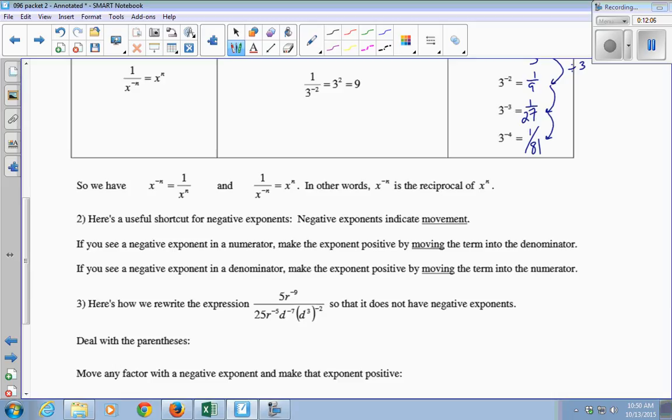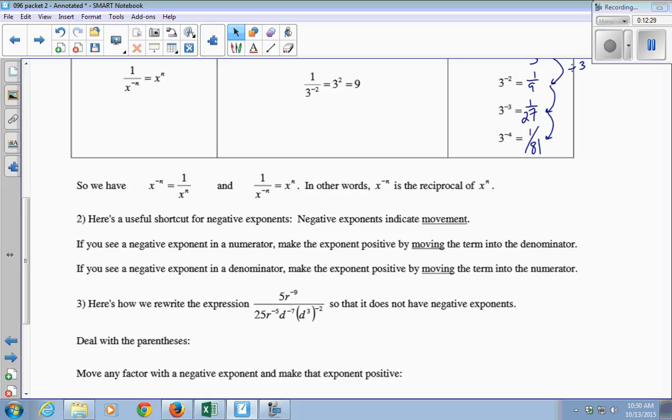Okay. So here's a useful shortcut for negative exponents. Negative exponents indicate movement. Okay. If you see a negative exponent in a numerator, you can make that exponent positive by moving the entire term into the denominator. If you see a negative exponent in a denominator, make that exponent positive by moving the whole term up to the numerator.